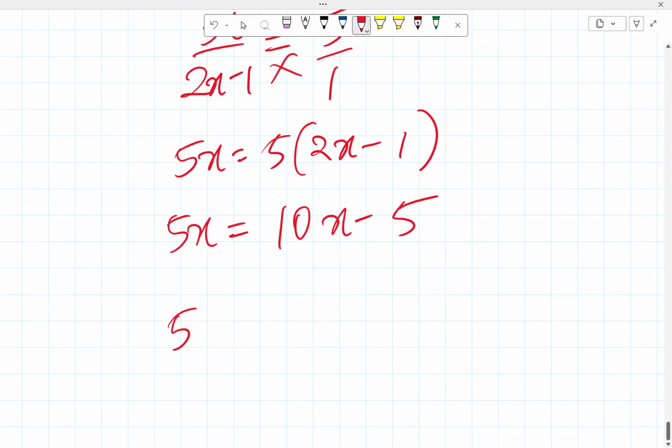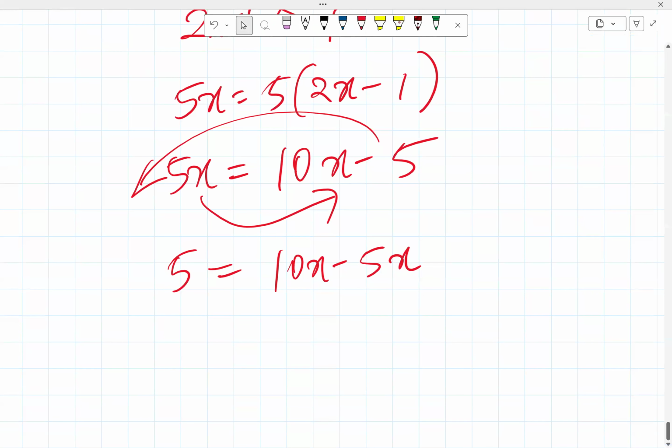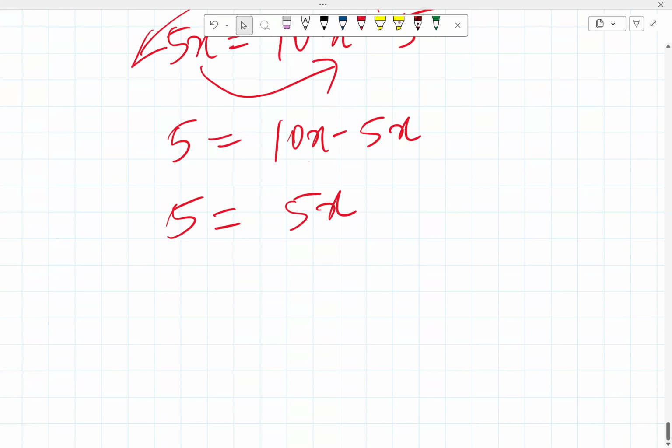So you can bring this 5 back here, and you can bring 5x here. So you have 10x minus 5x. You could do it the other way, but I try to avoid minus as much as possible. So 5 is equal to 5x. So if you divide through by 5, that means x is equal to 1.